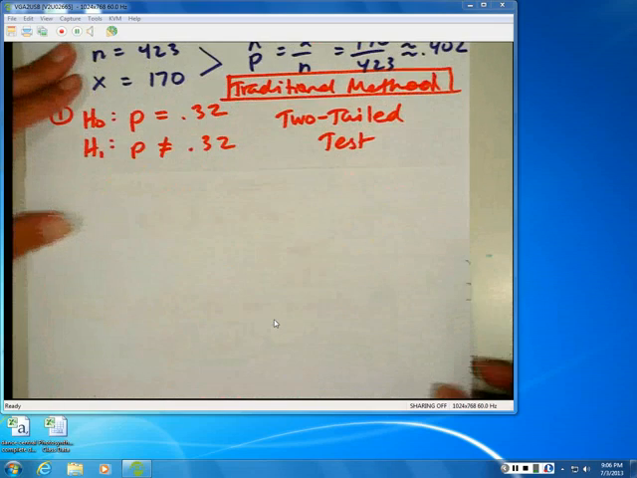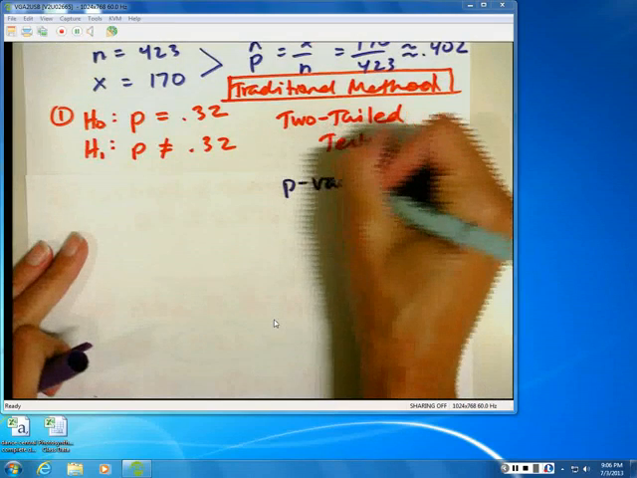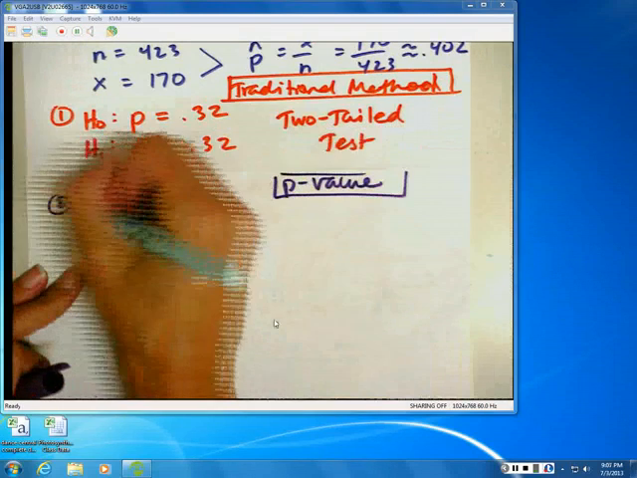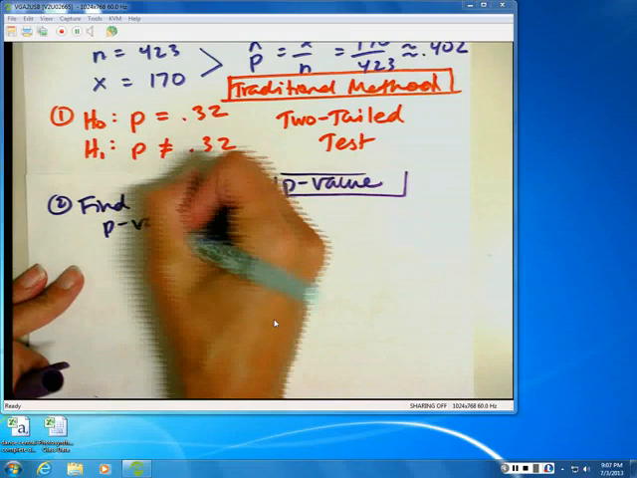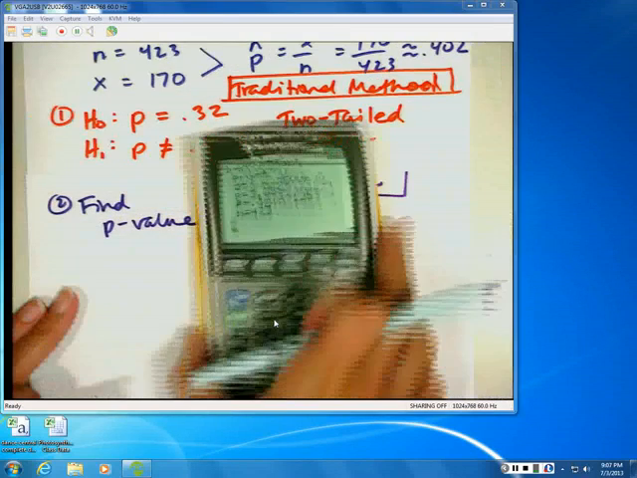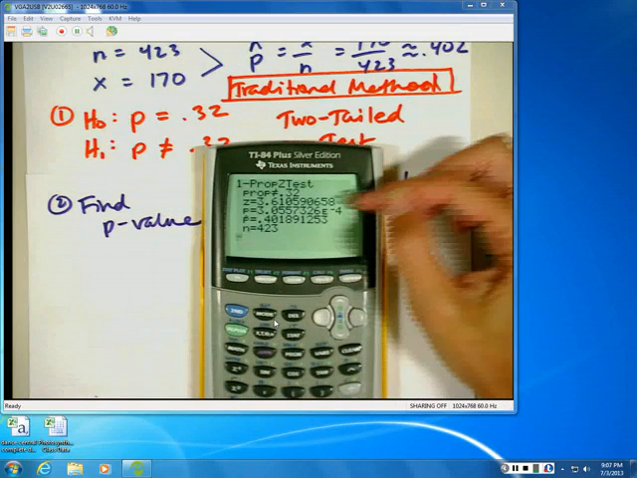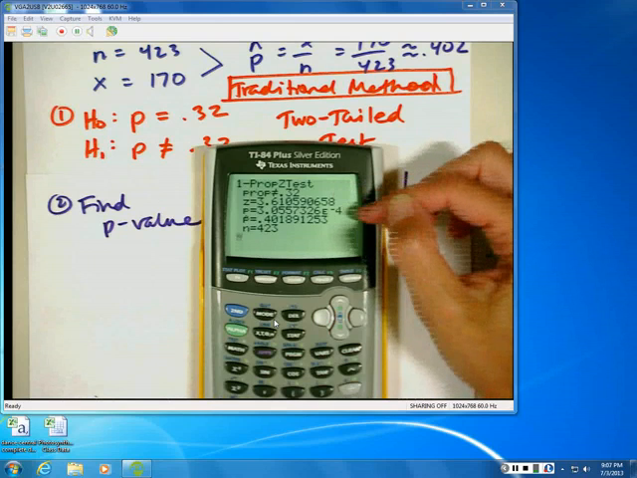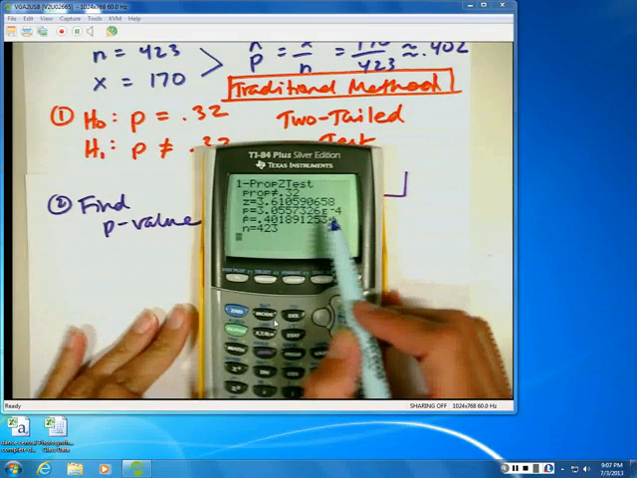I can start at number 2. So now let's continue with the p-value. So step number 2 is going to be to find the p-value. Well, guess what I already did? When I did my 1 proportion z-test with the calculator, it let me do either method. And it gave me the test z, and it also gave me this p-value. This E-4 is scientific notation.